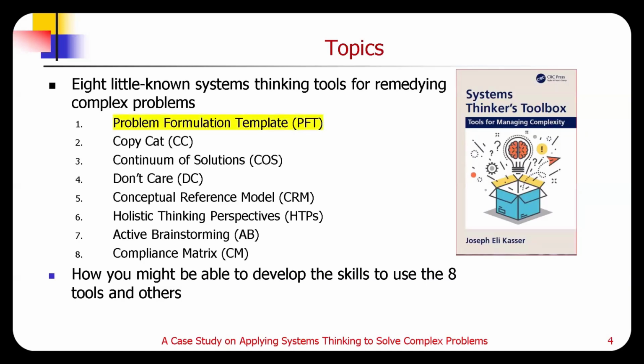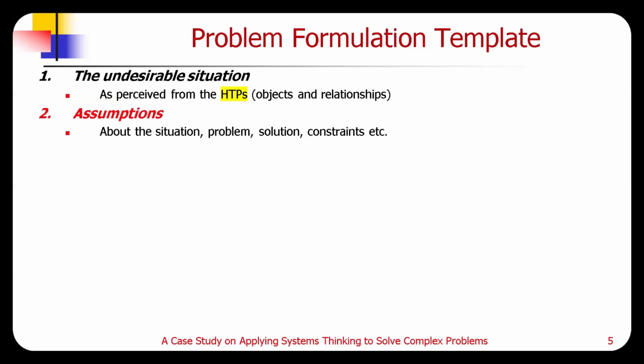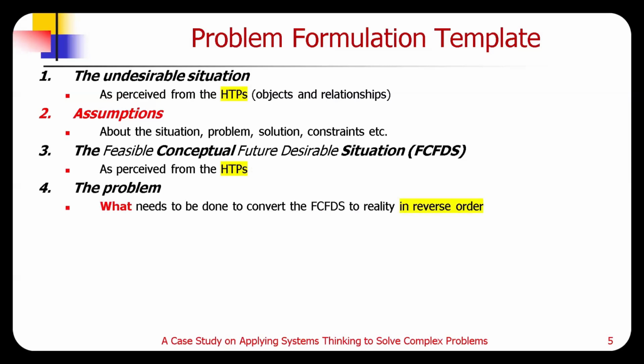First tool I'm going to talk about is the problem formulation template. It's a 5-part tool that helps understanding the problem and thinking through the problem-solving process to create the solution. And so we consider the undesirable situation as perceived from the holistic thinking perspectives. I'll talk about that later. The assumptions about the situation, problem, solution, constraints, and so on, because the assumptions are critical. If the assumptions are wrong, the solution will be wrong, or might not even work. And then the feasible, conceptual, future desirable situation, and then the problem.